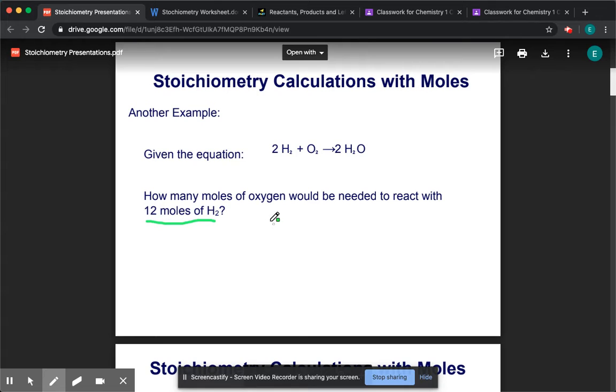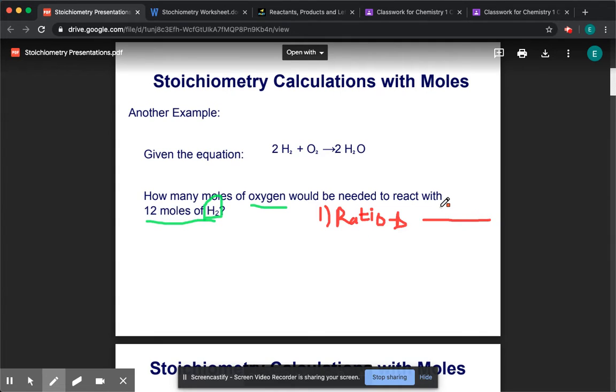What are we comparing? We are comparing oxygen and hydrogen. Since that's what we're comparing, we need to set up the ratio with that. Okay. So step one is your ratio. And this ratio is going to be between oxygen and hydrogen.